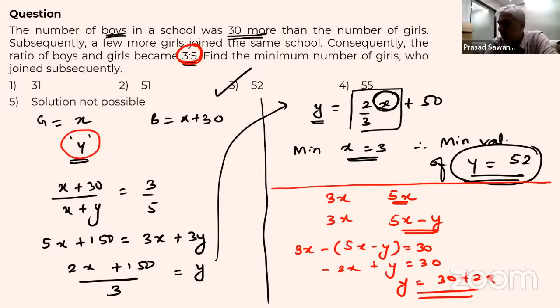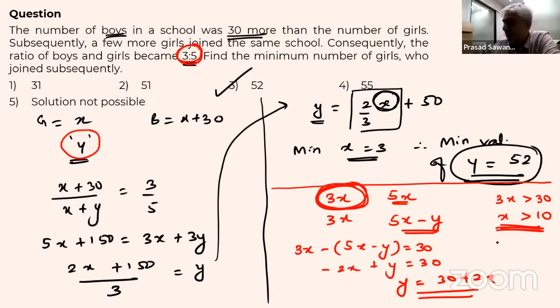Now, again, what is the minimum value for x I can take here? At the end, think logically. 3x has to be greater than 30, so x has to be greater than 10, because boys were 30 more than girls. So the minimum value I can take for x is 11. If you take x as 11, you get the same answer, 52, which is the third option.